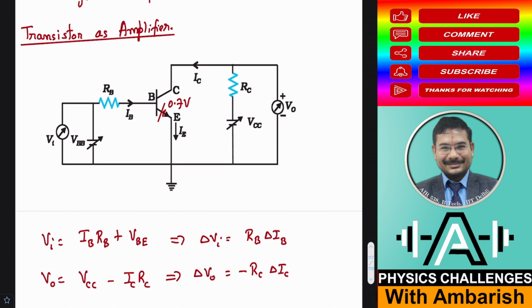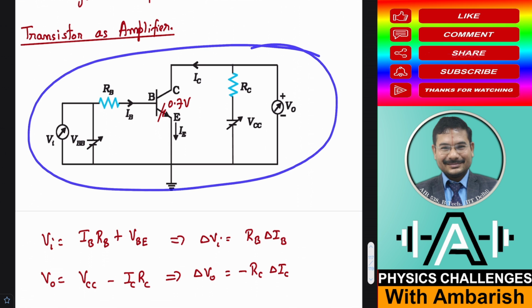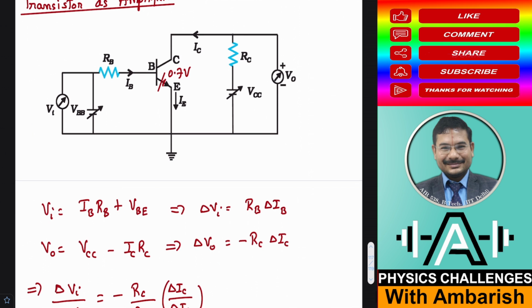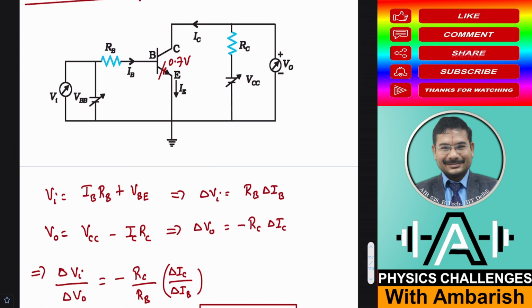Okay. So this is the circuit for transistor as amplifier. Let's try to understand how it works. So input voltage is what? So this loop, if you consider, this drop is IBRB and there is 0.7 volt VBE. Okay, so input voltage is IBRB plus VBE. Okay, so what is the change in input voltage? See, change in VBE is negligible. It is almost equal to 0.7 volt. So whatever is the change in this, we can say that is the change in the input voltage.